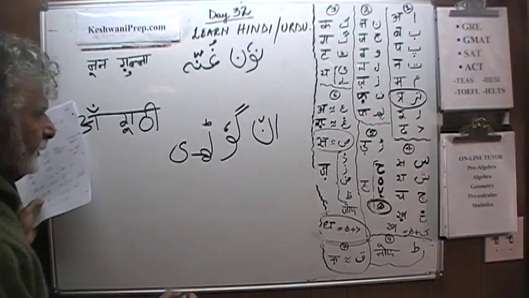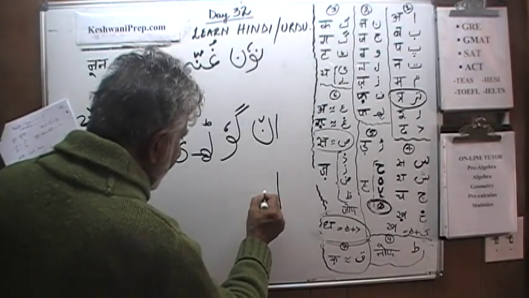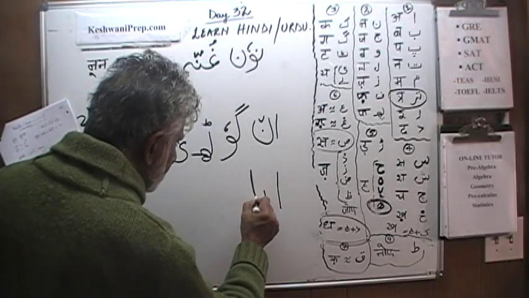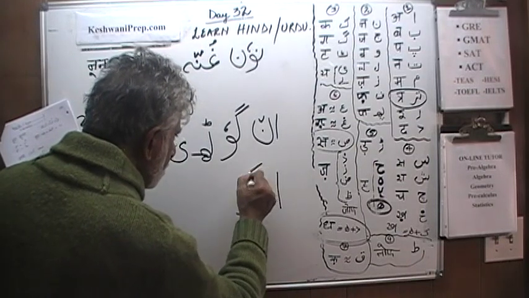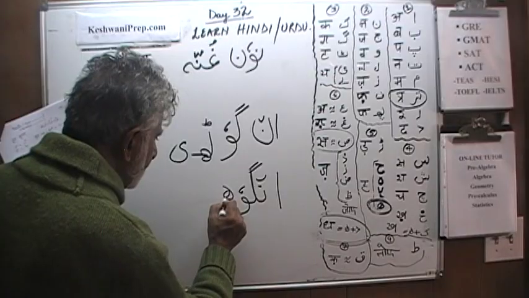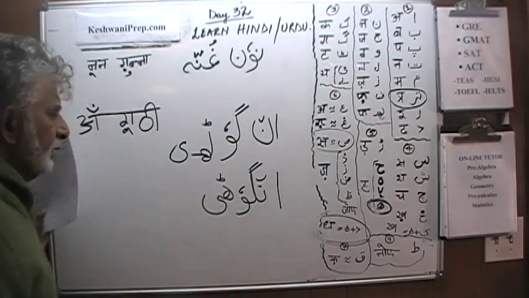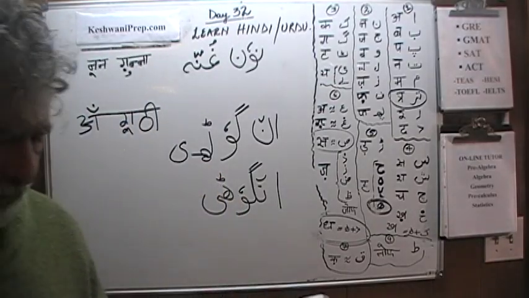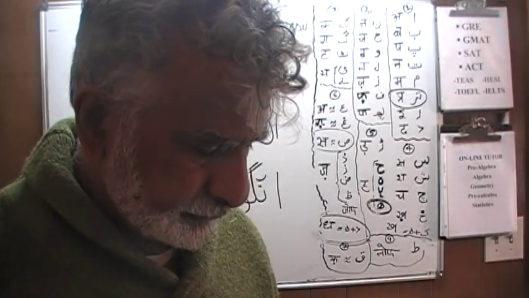Let's do it together, shall we? So here's our alif. The n will become very small. We join with the gu, and then a t, tha, and choti. Voila, we wrote anguti. We wrote ring, anguti.